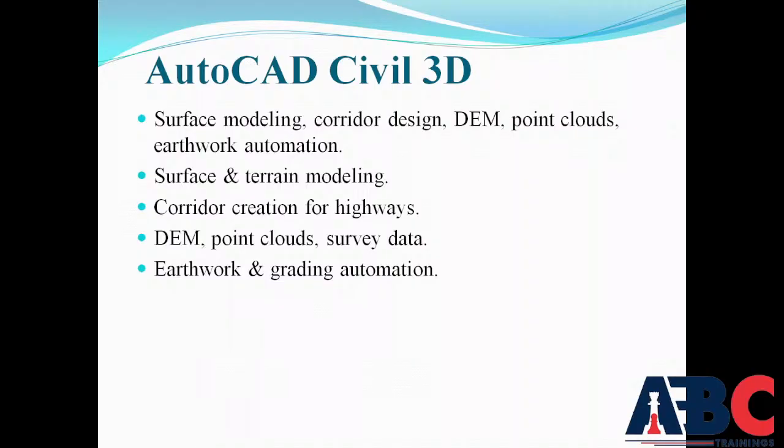After that, DEM, point clouds, and survey data handling. DEM is for digital elevation models for terrain representation, point clouds for LiDAR and drone surveys, plus total station or GPS survey points and automated feature extraction tools. The last one is earthwork and grading automation. Civil 3D greatly simplifies earthwork planning with automated cut or fill calculations and grading tools for slopes, ponds, platforms, road edges, and drainage channels, and volume reports for excavation and embankment, optimizing material balancing to reduce project cost. So this is what we can do with AutoCAD Civil 3D.